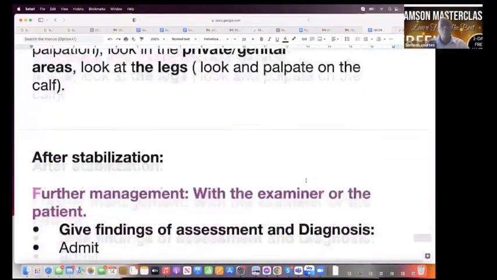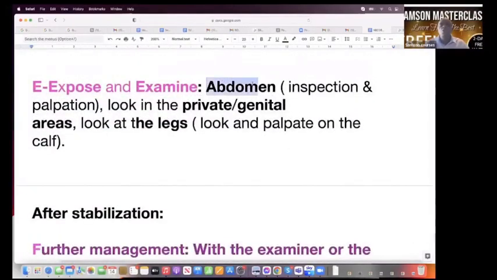In the meantime, I need to examine you. I need to have a look at your tummy. Bear with me. You palpate, look at the private area. I also need to look at your legs and you palpate. Then I will come back.